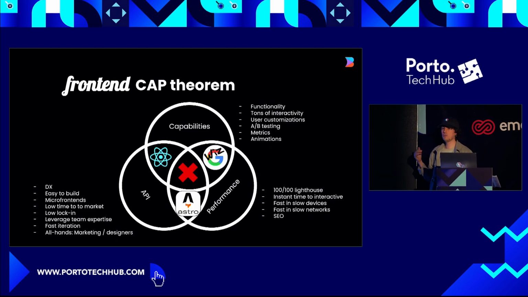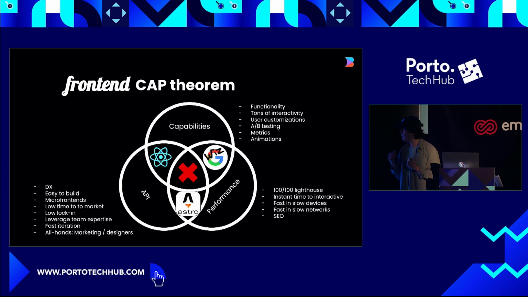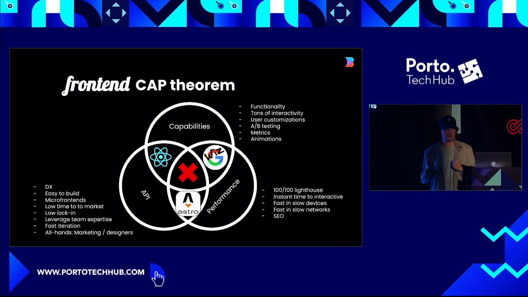Right now, you have to make a trade-off. You have to say, okay, if I want performance and a nice DX, I will use something like Astro, partial hydration. That will give you that, for sure. It's super easy to build, and you will have nice performance out of the box.